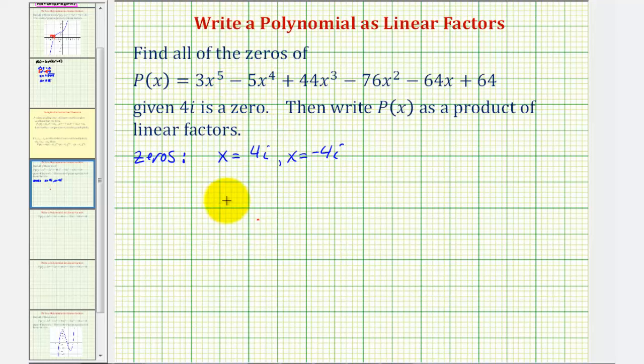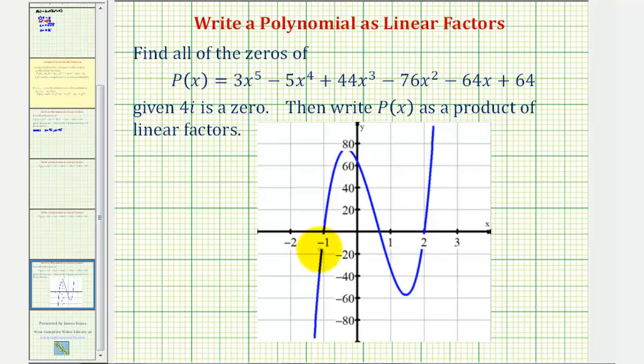So now we want to find 3 more zeros so we can write the 5 linear factors that would make up this degree 5 polynomial function. To do this, we could use the rational roots theorem by making a list of possible rational zeros using a ratio of the factors of the constant term 64 over the factors of the leading coefficient 3. But instead of doing this, we're going to graph the polynomial function and look for the real rational x-intercepts, which would also be the zeros of p of x.